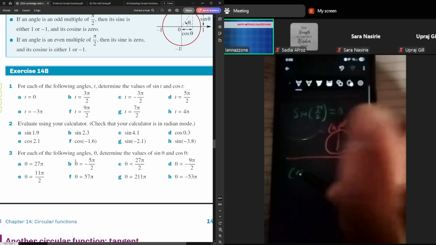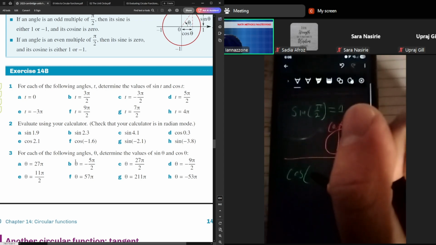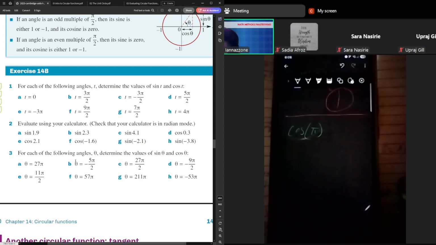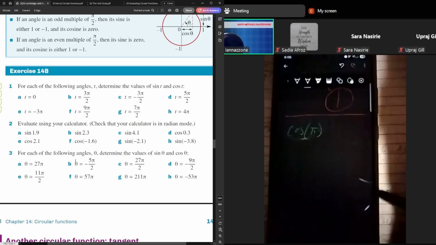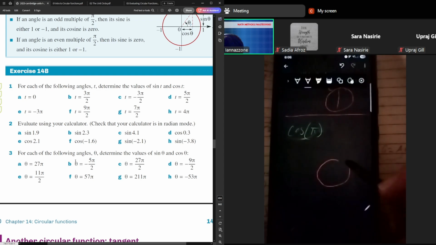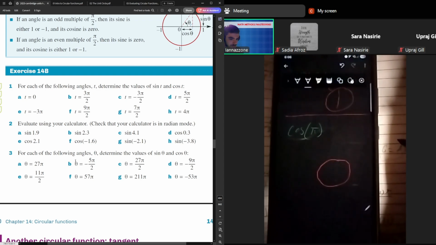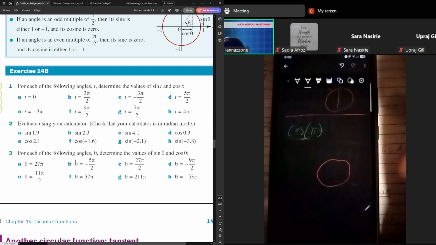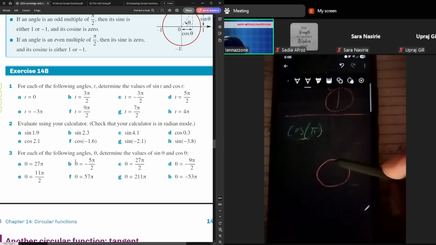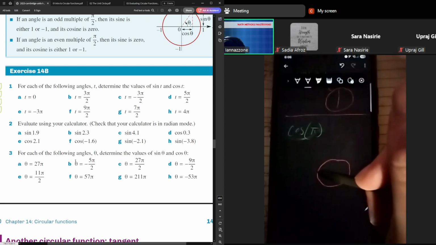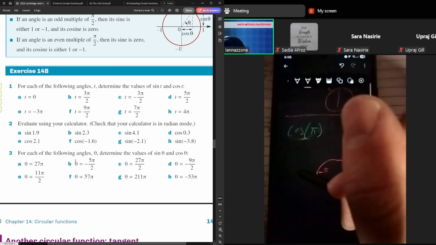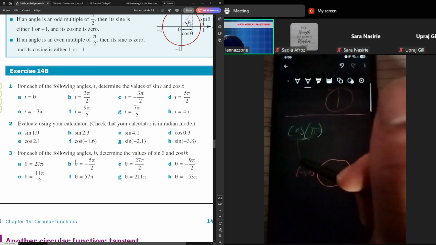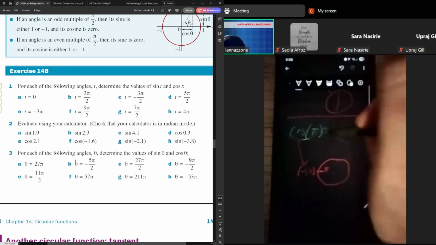Cos of, let's say, pi. Another one of those quadrant angles. What's going on at cos of pi? Cos of pi is -1. Yep, the reason why is because pi is over here. The coordinate at that spot is -1, 0. Cos being the x, you give -1.